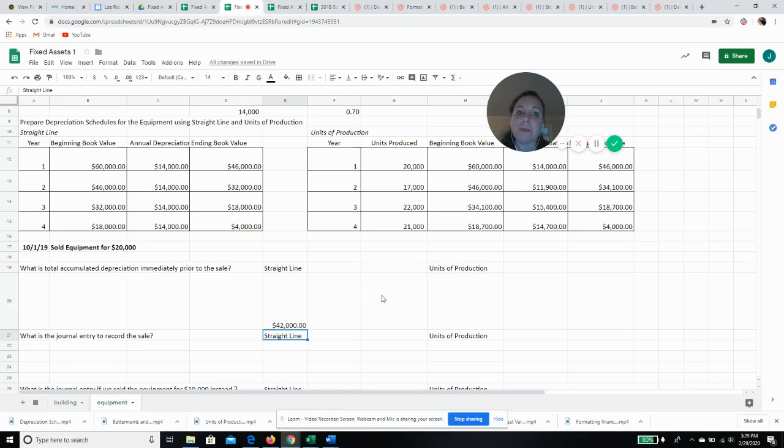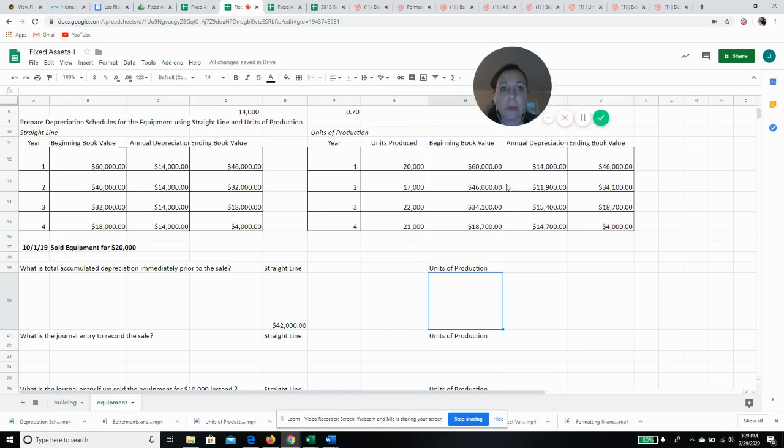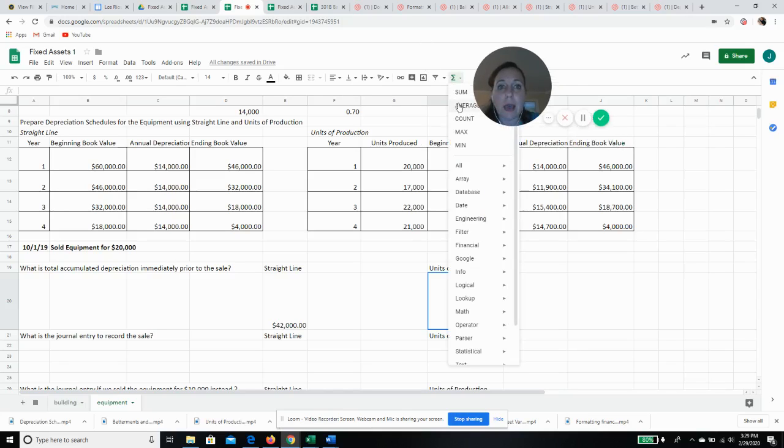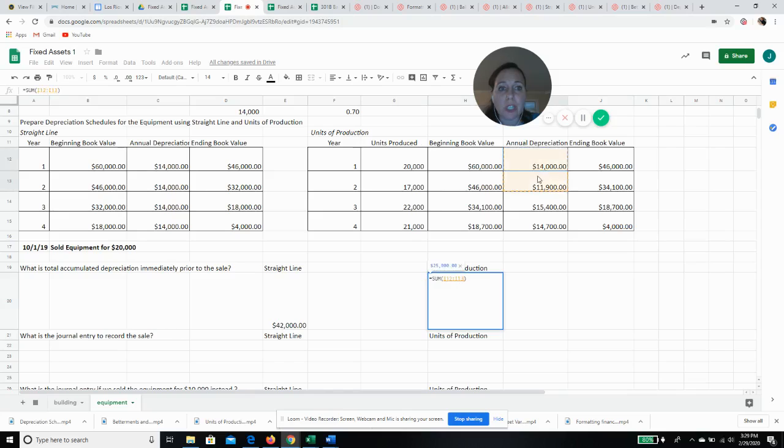That sounds better. Under units of production, we are going to do the same thing. So we are going to do the sum of the first 3 years of depreciation, because we're at the end of year 3. And when we add up our first year depreciation of $14,000, our second year depreciation expense of $11,900, and our third year depreciation expense of $15,400, we get total accumulated depreciation of $41,300.